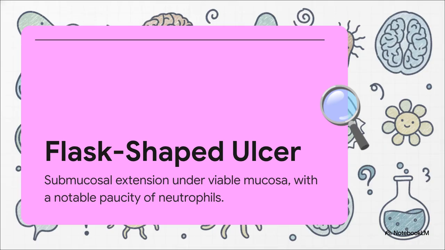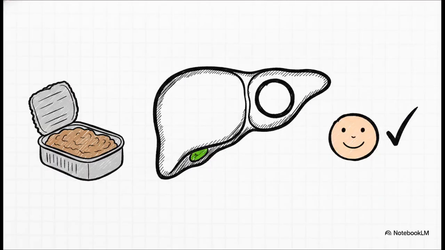But here is the major differentiator from bacterial dysentery. There is a notable paucity of neutrophils on the biopsy and in the stool. Why? Well, because the amoeba's extracellular proteases literally lyse the neutrophils. They destroy them. So if you have heme-positive stools with very few white blood cells, you need to be thinking amebiasis. Now, what happens when it hits the liver?